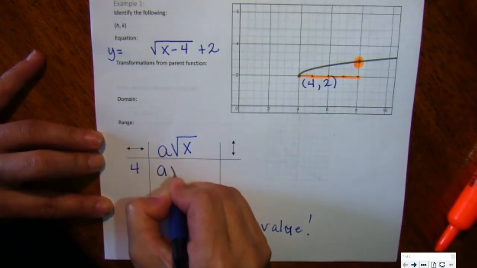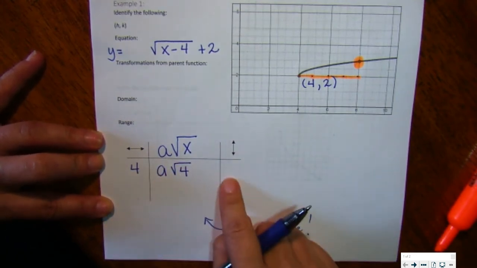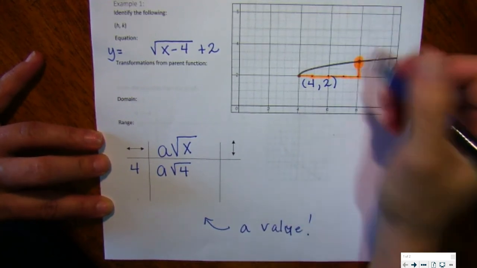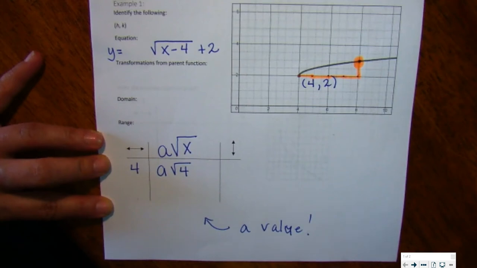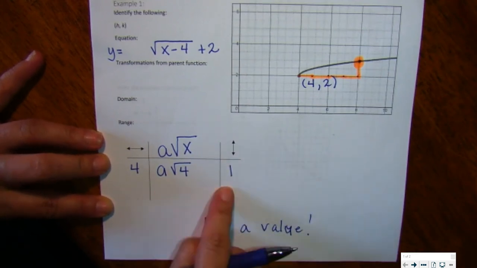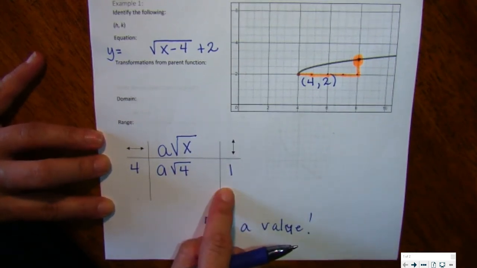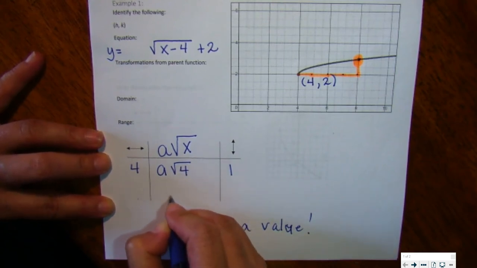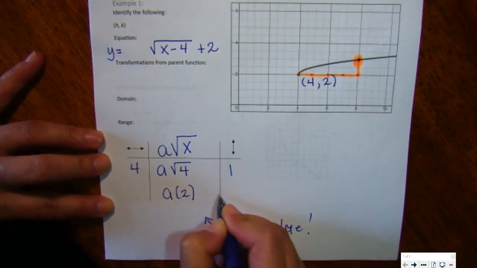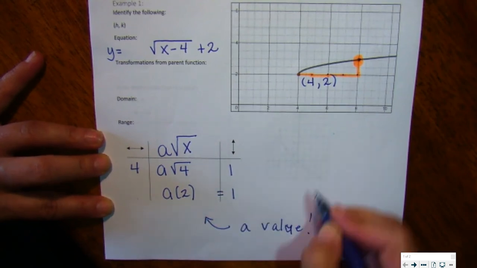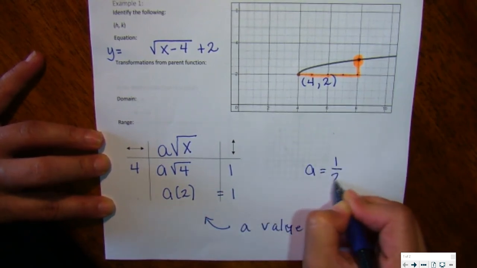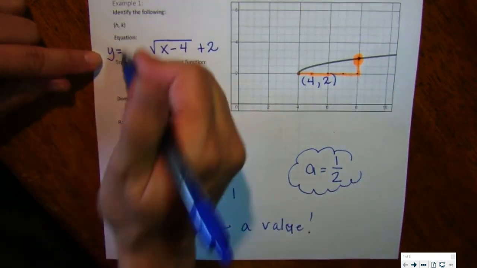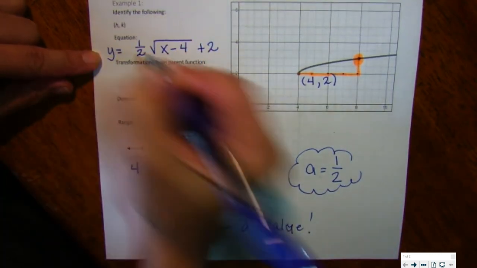So A times the square root of 4 is going to give us the up movement. And if you notice, for the up movement, we only went up 1 place. So this equation right here is going to equal 1. We know the square root of 4 is 2. So A times 2 equals 1. So A has to equal 1/2. So we know this 1/2 is going to go right here in front of the square root symbol.